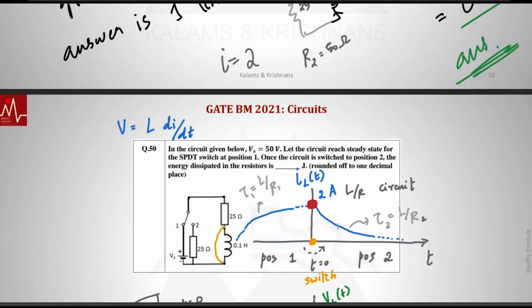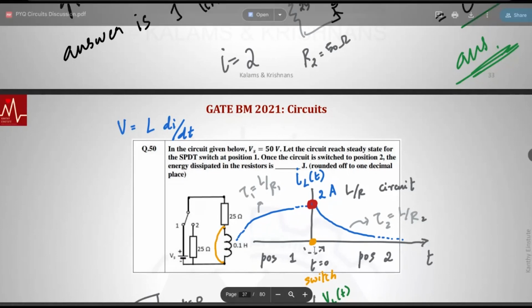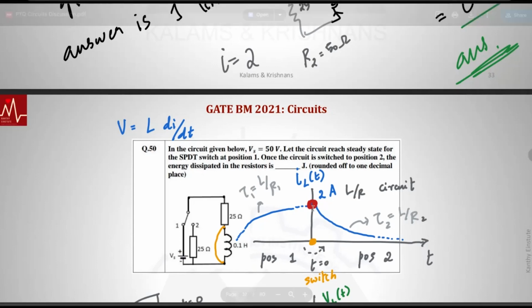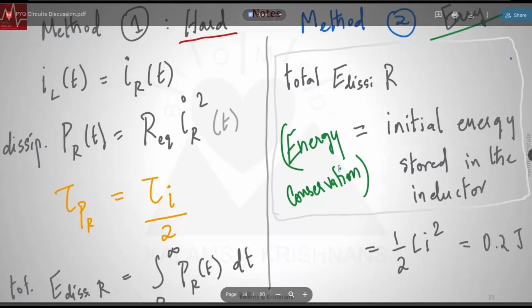Again, if you know the current at any point in time, you can calculate the energy in the inductor at any other point in time, right? The initial energy is one thing, half L i squared. You could also do that calculation for any other time. All this discussion I have already put up in the recorded video.